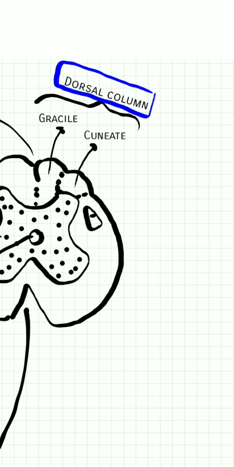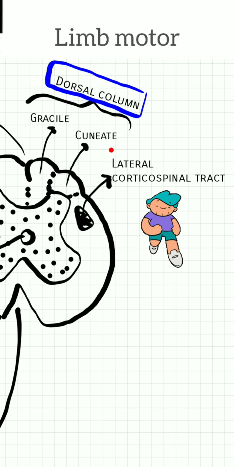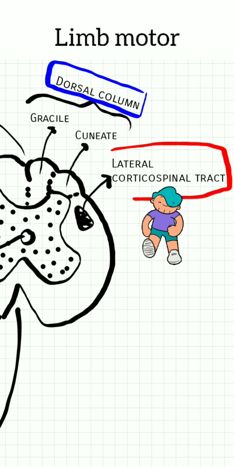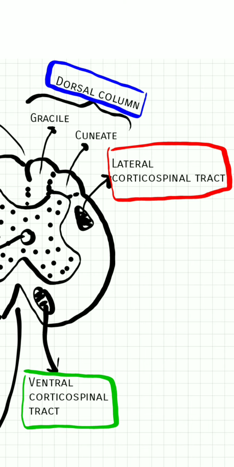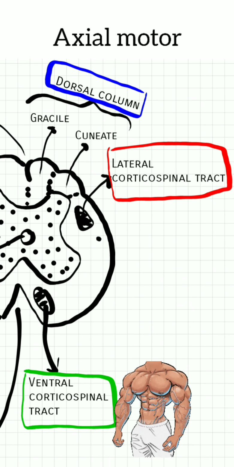Off to the side here we have the lateral corticospinal tract, which carries limb motor or limb movement information to the brain. Alongside the ventral median fissure, we have the ventral corticospinal tract that conveys messages for axial motor. Axial motor contains the muscles, excluding that of limbs.